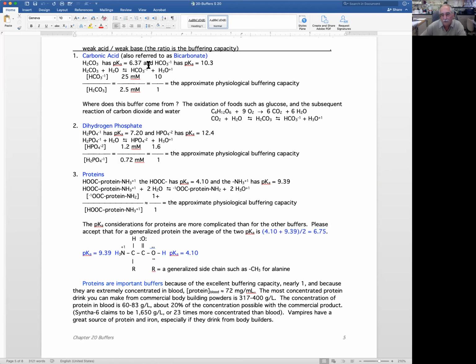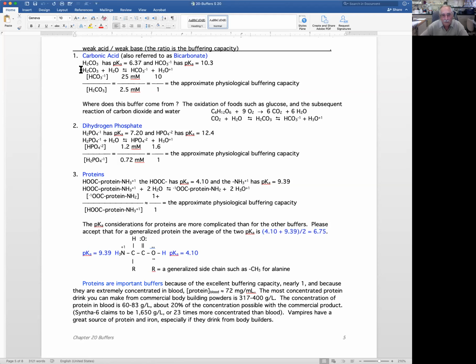You're looking for a pH of 7.4. So what would be important as a buffer would be a pKa near 7.4. Carbonic acid has a pKa of 6.4, which is 1 pH unit off. But look at bicarbonate. That's about 3 pH units off. So the most important buffer at 7.4 would be carbonic acid.